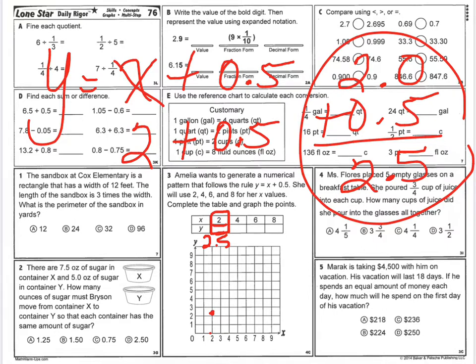Okay, so each time you're going to substitute the x for 4, then you're going to substitute the x for 6, and then you're going to substitute the x for 8, and then plot your points.